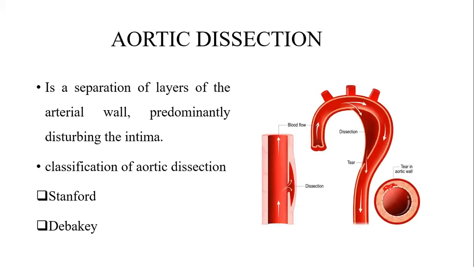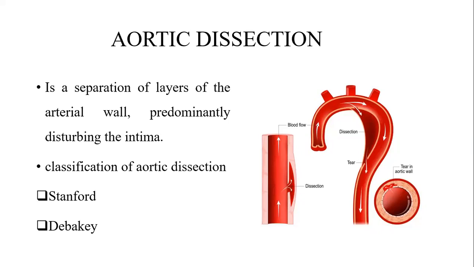So what are we talking about with aortic dissection? Aortic dissection is just a separation of the layers of the arterial wall, predominantly disturbing the intima. This aortic dissection can be classified into two systems: the Stanford classification and the DeBakey classification. Under the Stanford classification, there are two types, type A and type B. Type A involves the ascending aorta, then type B involves the descending aorta.